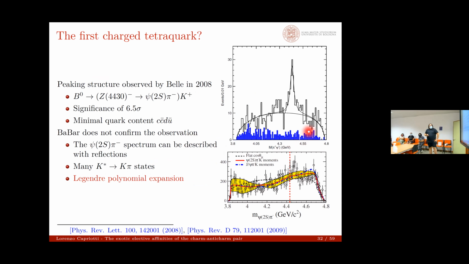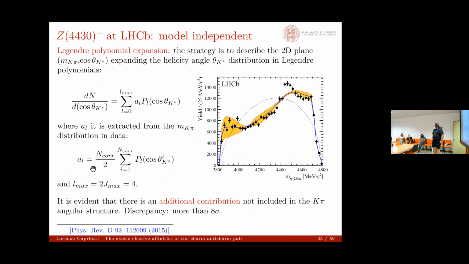This is a plot of the Psi(2S) pi invariant mass from 2008 by the Belle experiment, where you can see this nice peak here, which they claim is from the Z(4430) minus state. Okay, so that's a charged exotic state with this minimal content, c cbar d ubar. Then BaBar did the same analysis, but they couldn't see anything, and they did what I was explaining with the Legendre polynomial expansion, and they realized that they could explain the whole spectrum by just using reflections in the K-star system. So LHCb did the same thing.